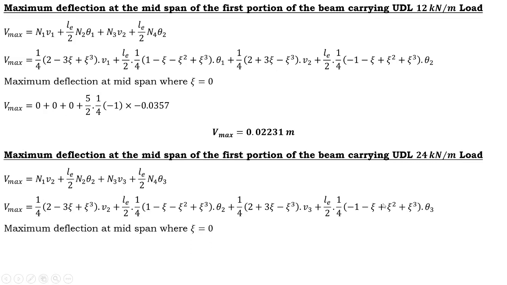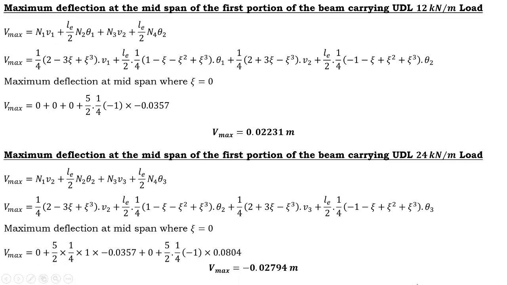Once again I am calculating at the midspan of that second portion of the beam where my value of theta is 0. When I substitute that and after simplification I'll get the Vmax is minus 0.02794 meter. So this is the value of Vmax in the second portion of the beam where it is carrying 24 kilonewton meter UDL load.